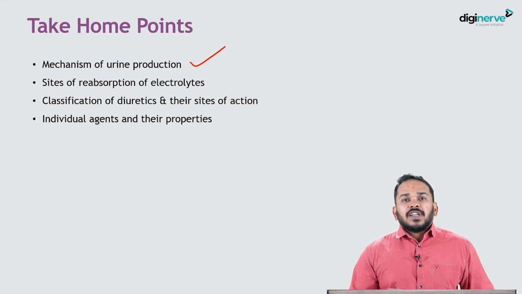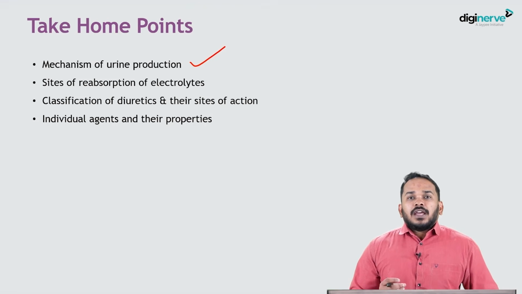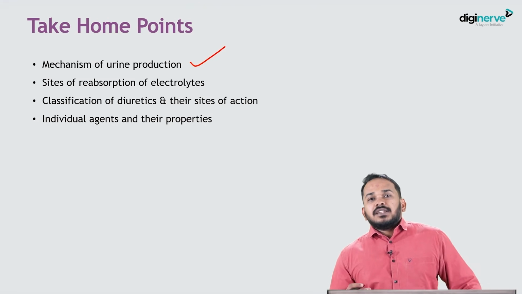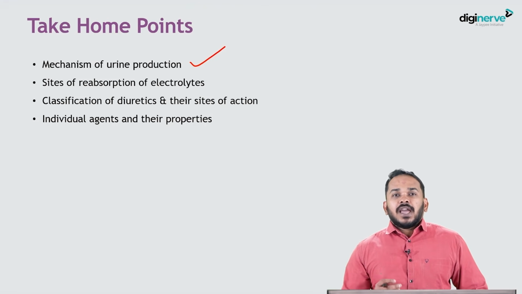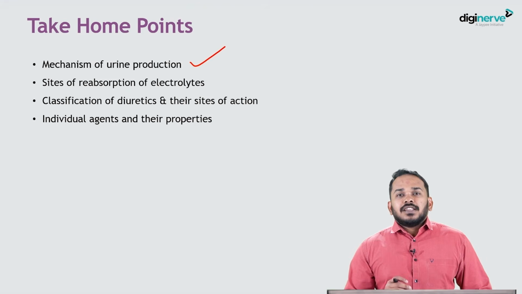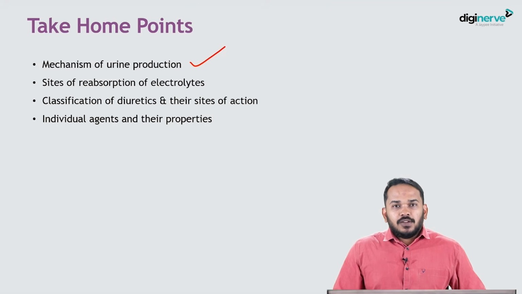And the fourth group of agents act at the collecting tubule, where they reduce the reabsorption of sodium and conserve potassium. These agents are called potassium sparing diuretics because they conserve potassium. They are used in combination with loop diuretics for preventing hypokalemia. And the last group of agents are osmotic diuretics. They are mainly used for the treatment of cerebral edema and also for the treatment of acute congestive glaucoma.